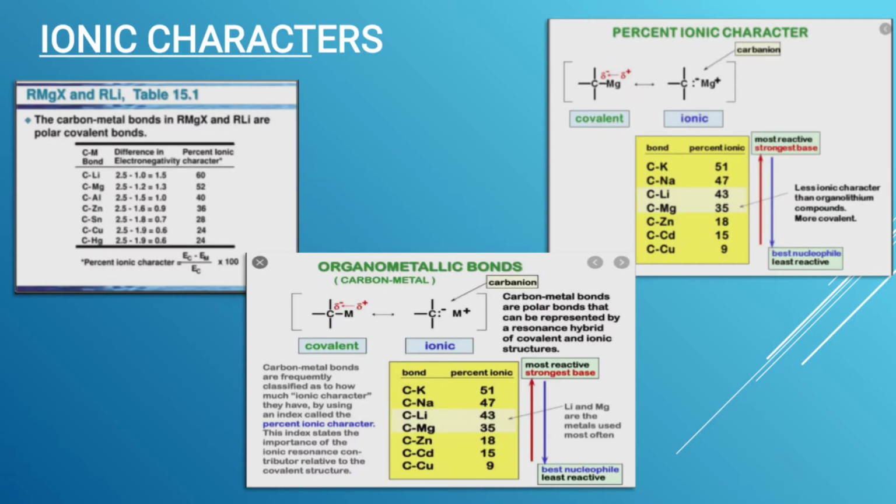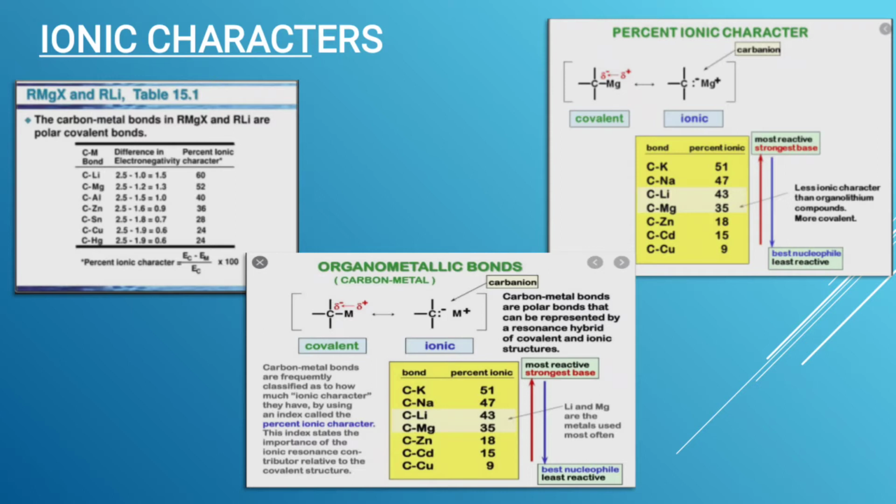Next, the ionic character. The carbon-metal bond in organometallic compounds is ionic, and the extent of the ionic character of the C-M bond depends on the electropositive nature of the metal. The more electropositive the metal, the more ionic is the metal-carbon bond.